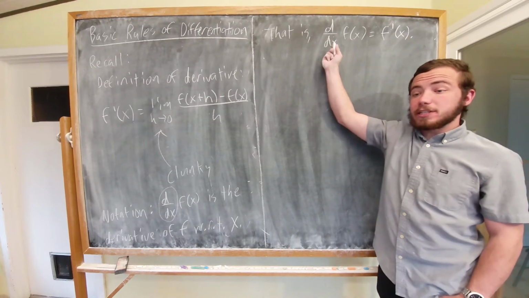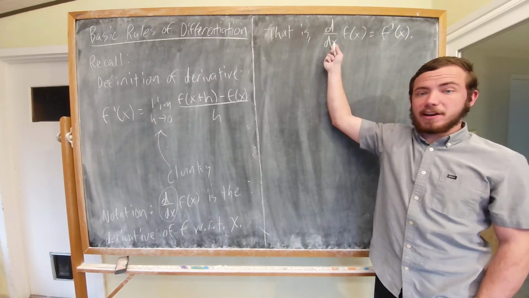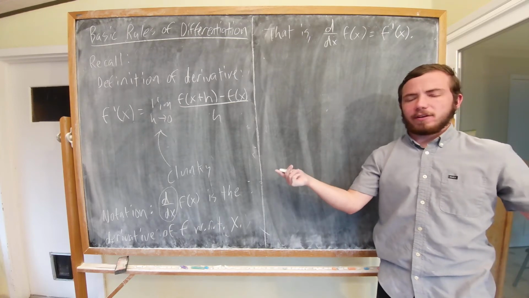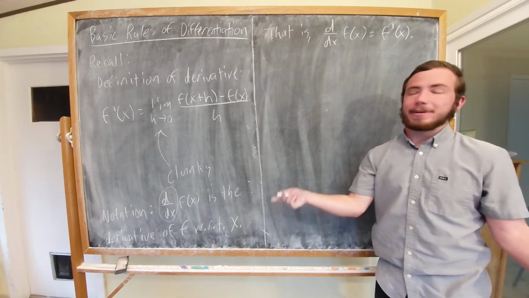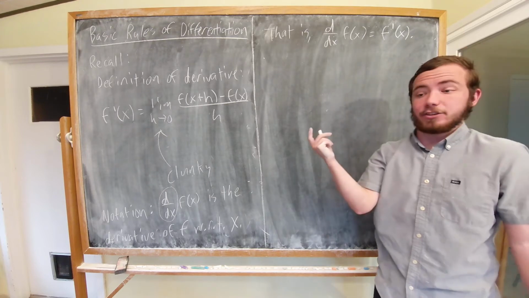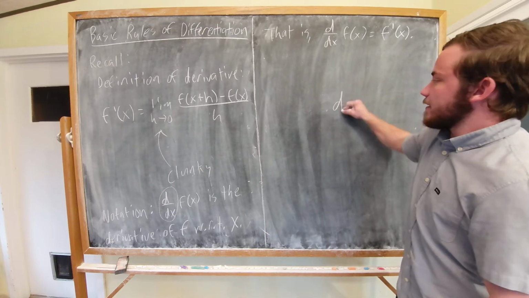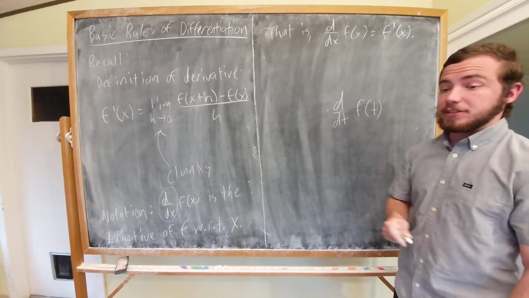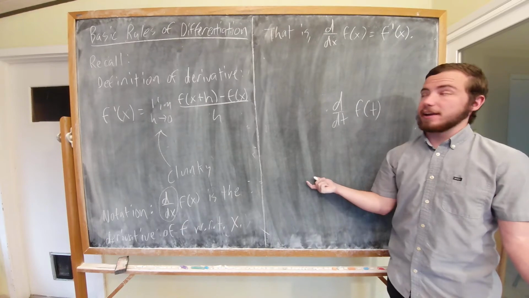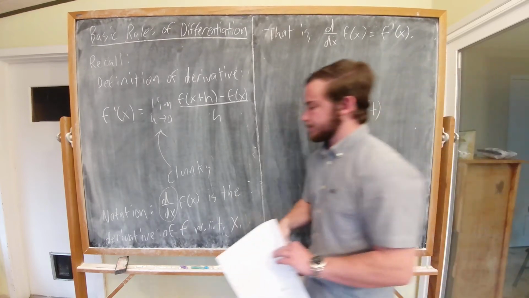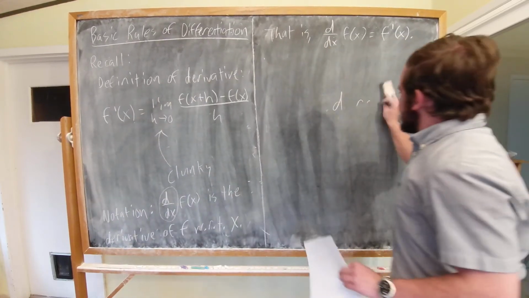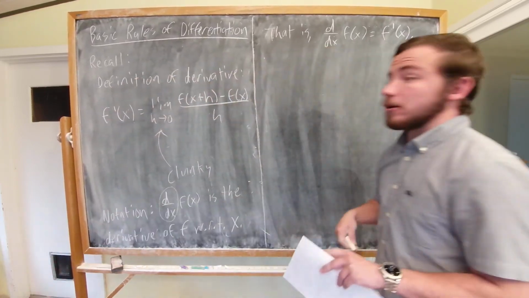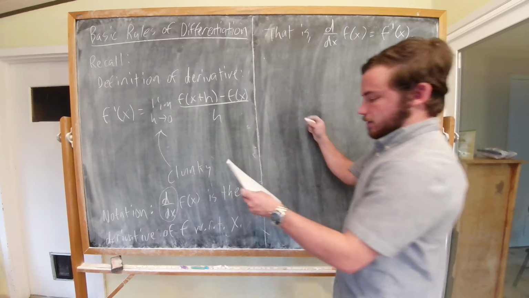It's useful to have this notation d dx of f of x because sometimes, again, you might be working with multiple variables or just a different variable. Maybe your independent variable for a problem is time instead of x and you want to use t's. Then you talk about d dt of f of t. Same thing, just different variable choice. Okay, with that out of the way, let's start talking about some rules of differentiation.